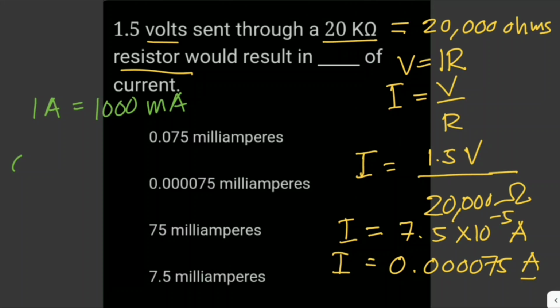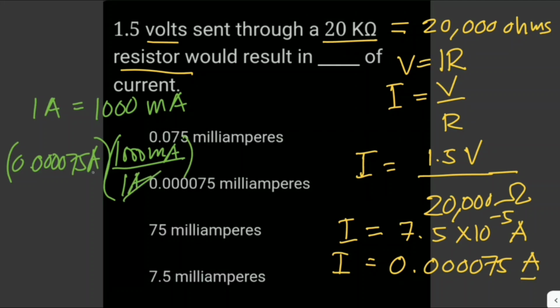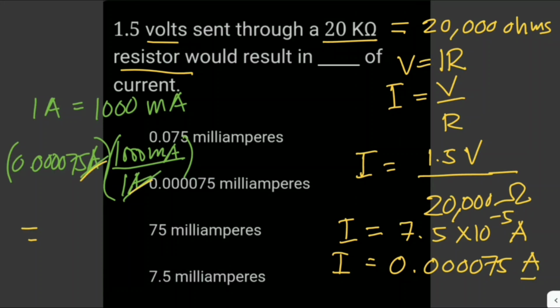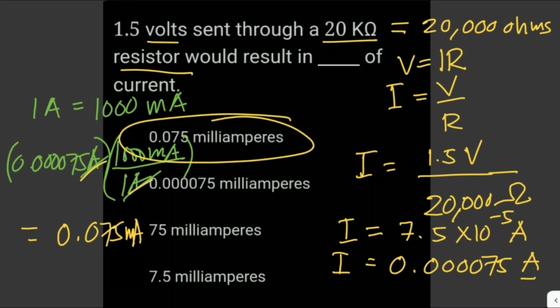milliamperes. We convert 0.000075 amperes to milliamperes. So that is, we multiply this by 1000 milliamperes per 1 ampere, and the ampere unit cancels out. So 0.000075 times 1000, this would give us 0.075 milliamperes. So the answer is this one, 0.075 milliamperes.